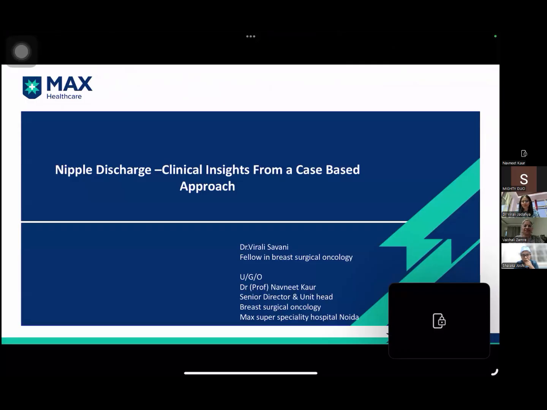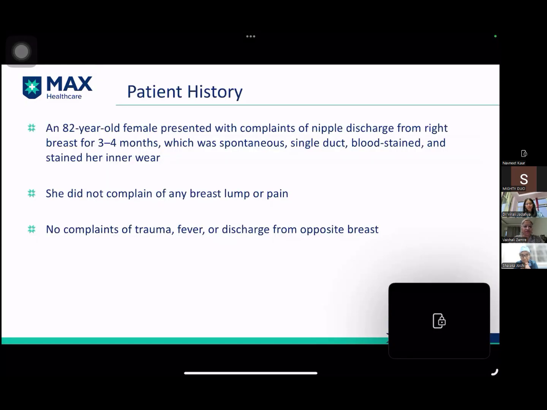Thank you everyone for giving me this opportunity. Today I will be discussing the case of an 82-year-old female who presented with a complaint of spontaneous single duct blood-stained nipple discharge from her right breast for the past 3 to 4 months. The discharge was significant enough to stain her innerwear. She had no complaint of breast lump or pain, and there was no history of trauma, fever, or discharge from the contralateral breast. Regarding her obstetric history, she is postmenopausal for more than 35 years, has 2 children, and has no history of any hormone replacement therapy, and there is no significant family history of breast and gynecological malignancy.